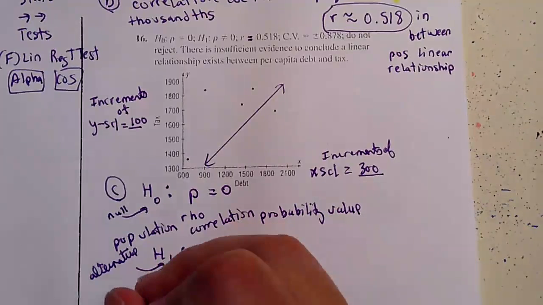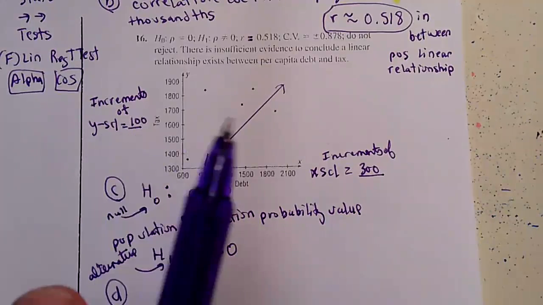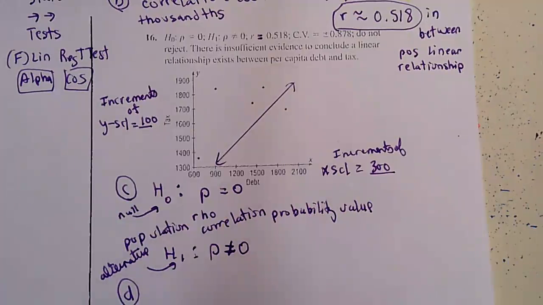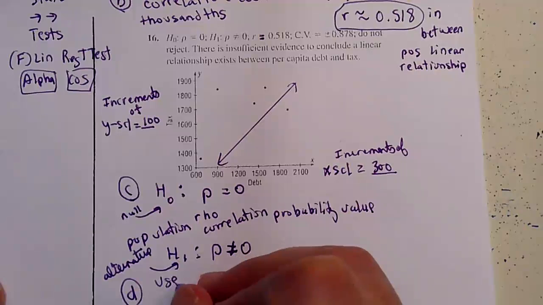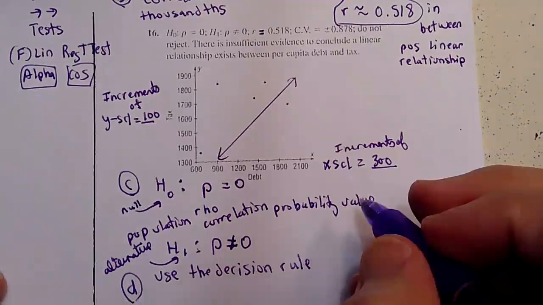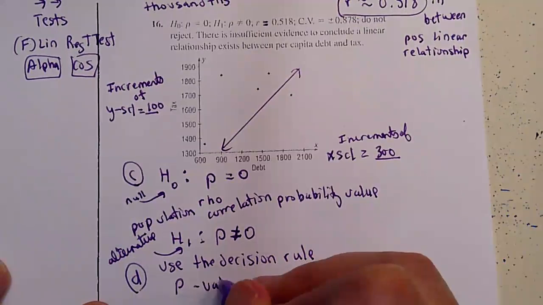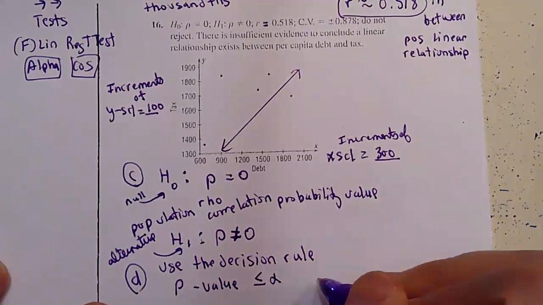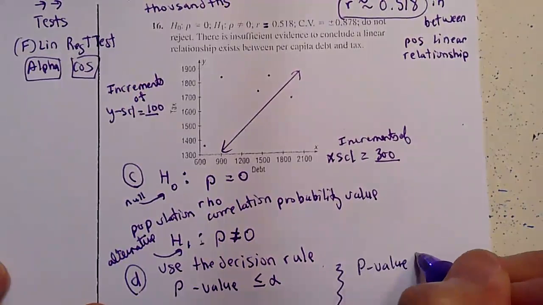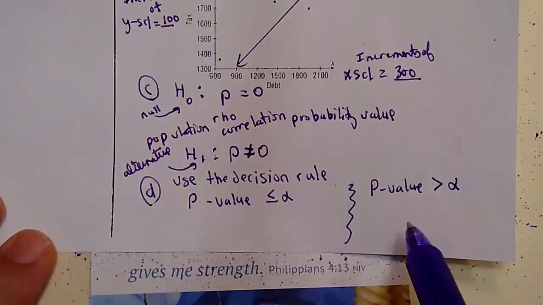Then we go to D. D says test the significance of the correlation coefficient at alpha equals 0.05. This is where I'm going to write my decision rule. For D, we're going to use the decision rule. We have p-value, probability value, less than or equal to alpha, and we also have p-value greater than alpha. Only one of these can be true. One is going to be true and one is going to be false.